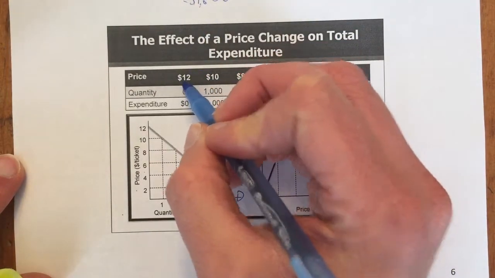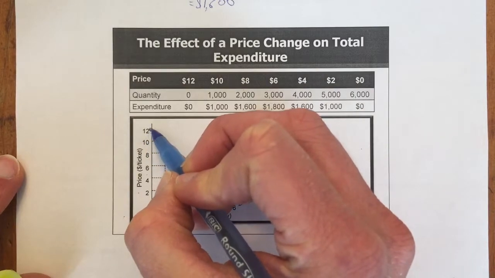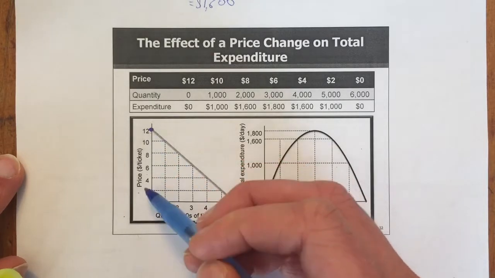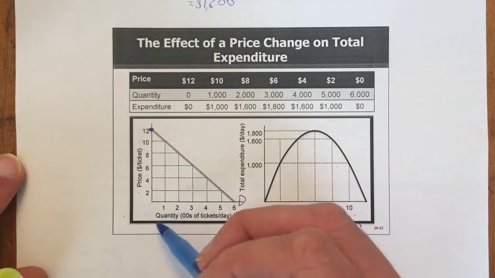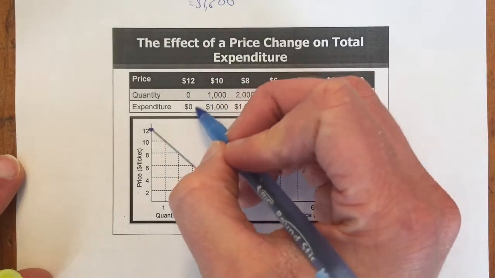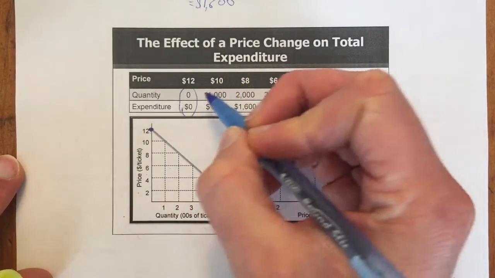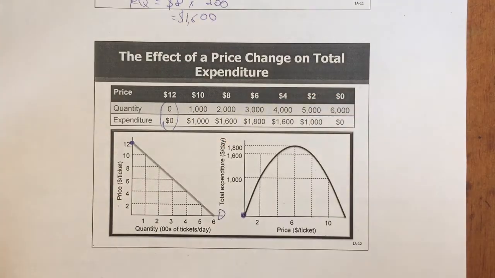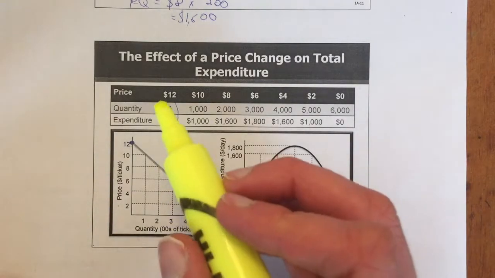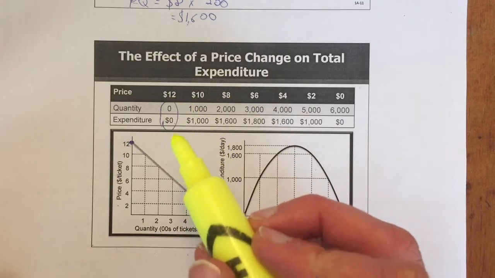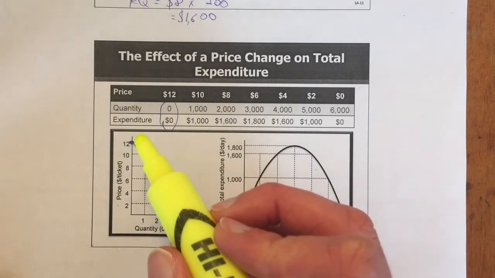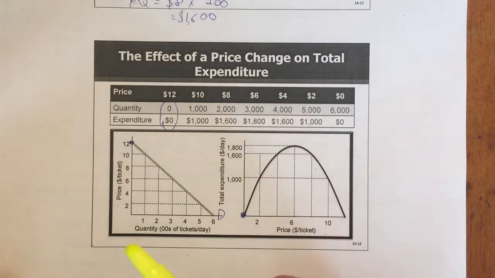So $12 right here, represented at this point on the line, there is 0 movie tickets demanded at a price of $12 a ticket, because that's outrageous. And so we can see the same point. All right, so we just talked about identifying this point right here as the price of $12 and how on our typical demand curve it relates to this point right there.